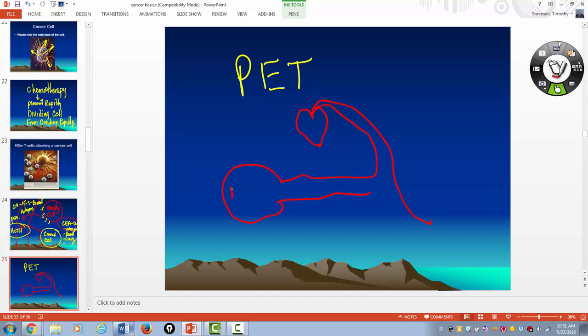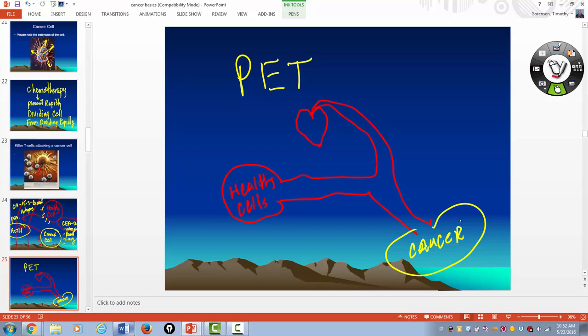Right? You got healthy cells, the rest of your body. And then you have cancer cells. Again, at no other time in a cell's life is it more metabolically active and therefore demanding more stuff from the blood than when the cell is dividing.